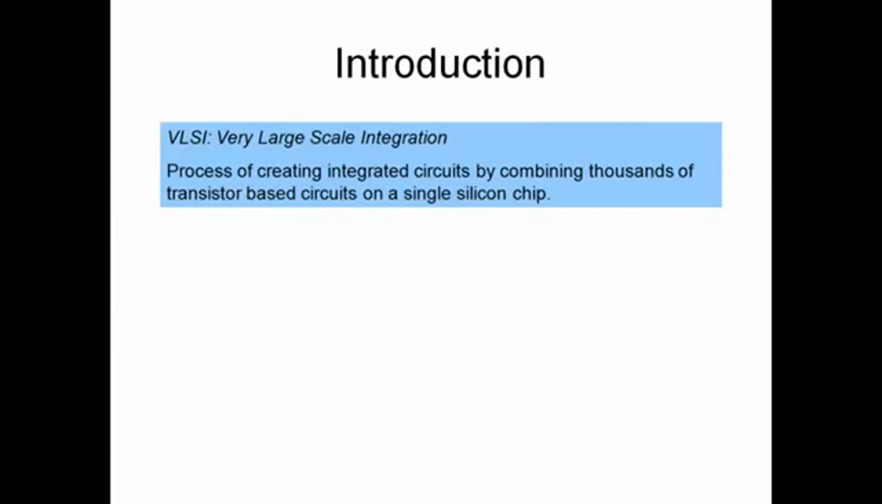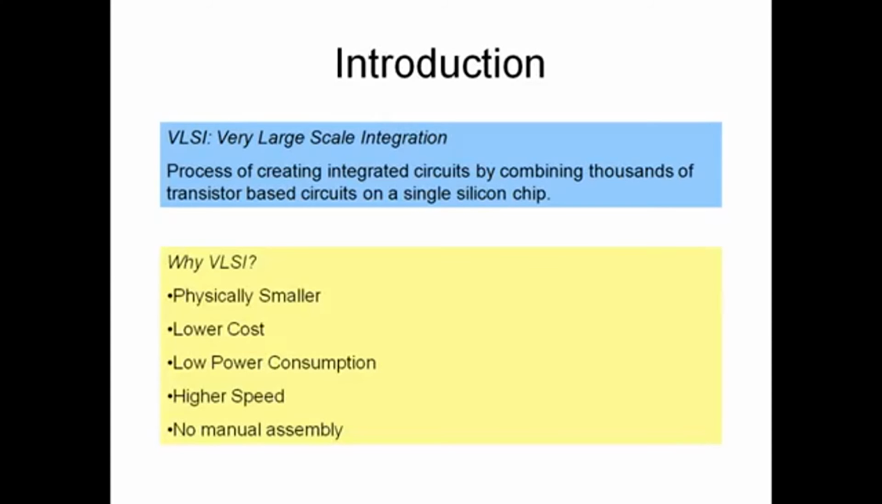So VLSI, as the name indicates, stands for very large scale integration. That means integration of passive and active components onto a single silicon chip. The basic obvious advantages of VLSI are physically smaller size, lower cost, lower power consumption, high speed, and of course there won't be any manual assembly. The important things are lower cost and higher speed.